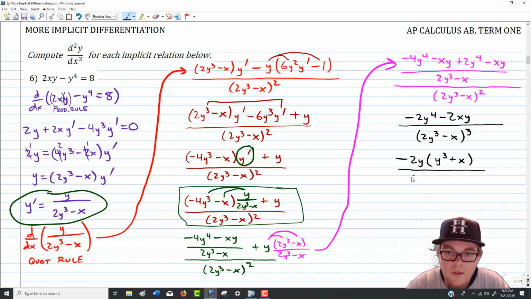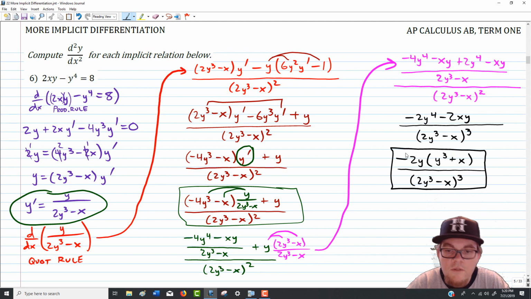And all of that stuff is over 2y cubed minus x to the third power. So I suppose if we wanted to call this the cleanest version, that is probably the cleanest version or the most simplified. But boy, was that a journey to get there.